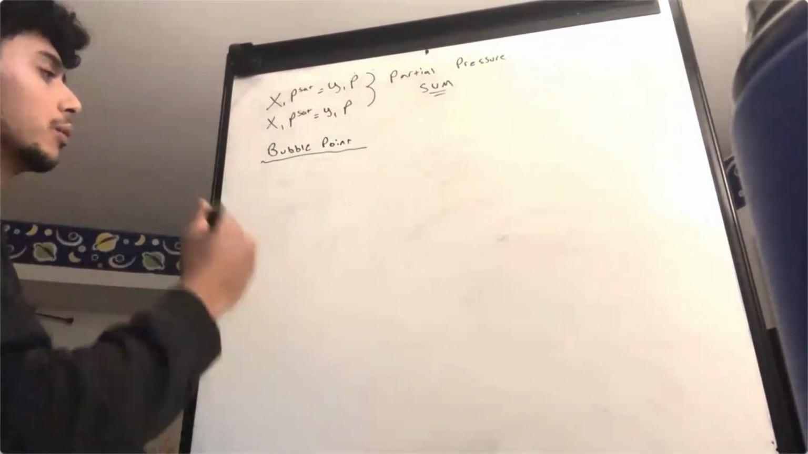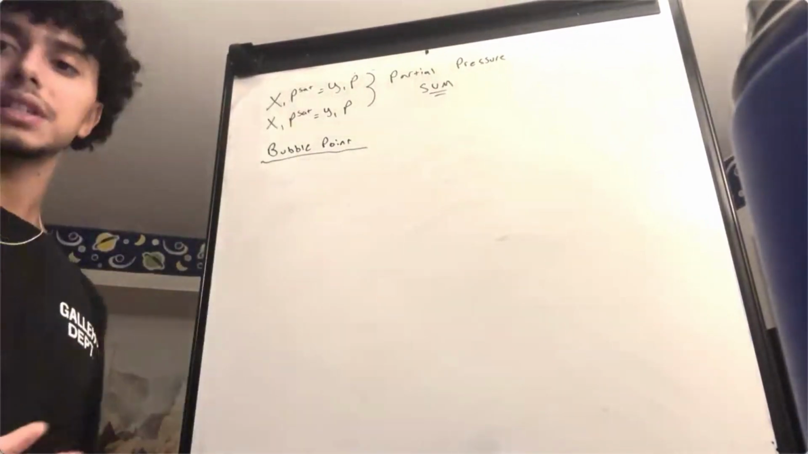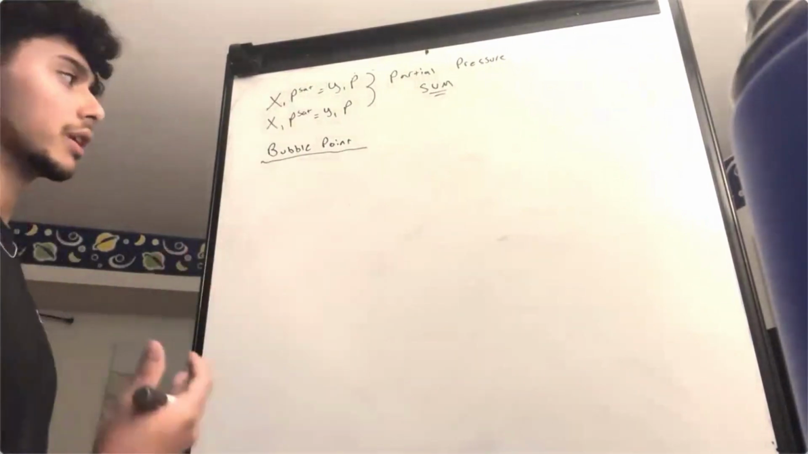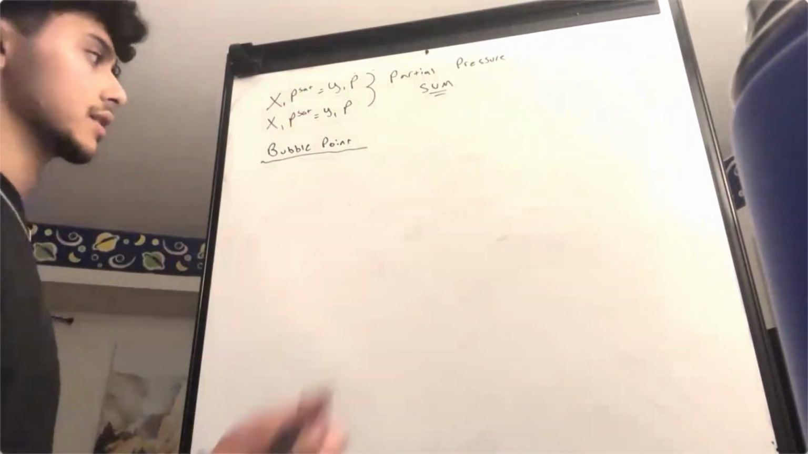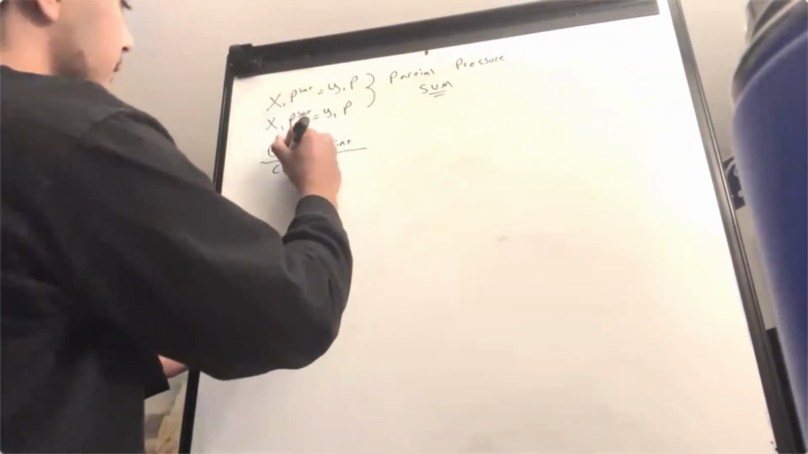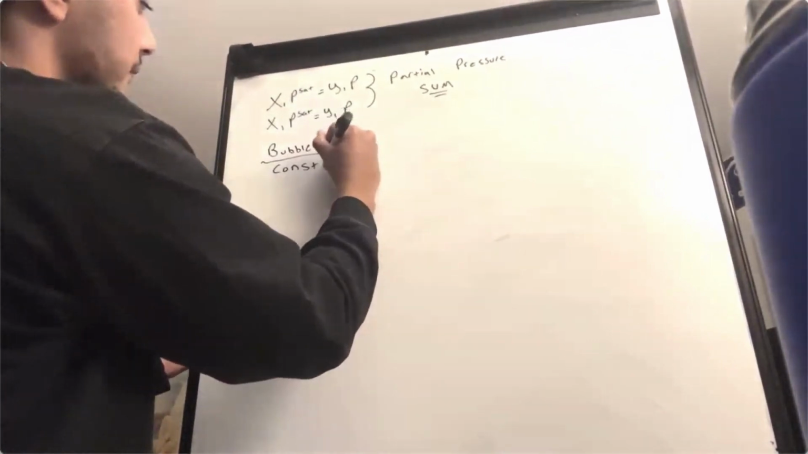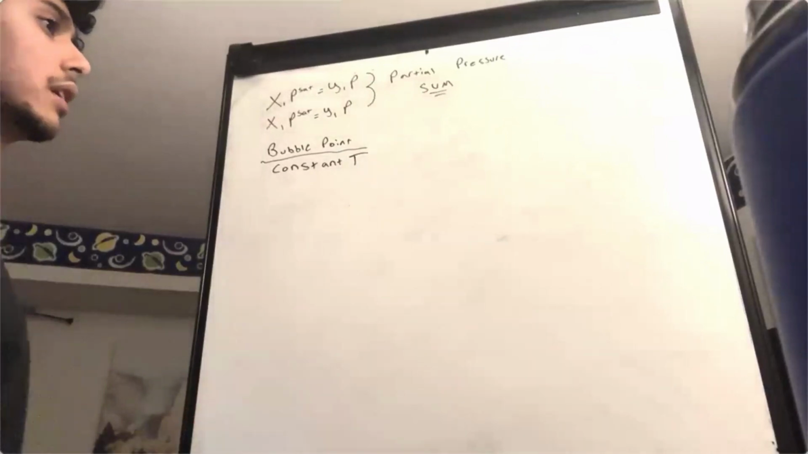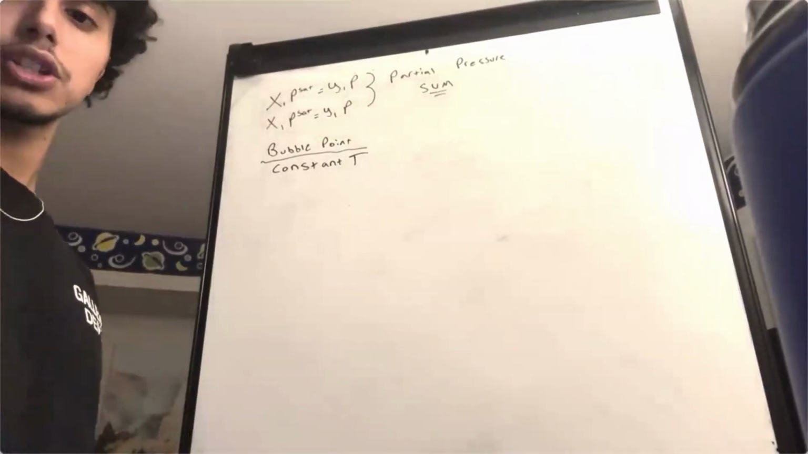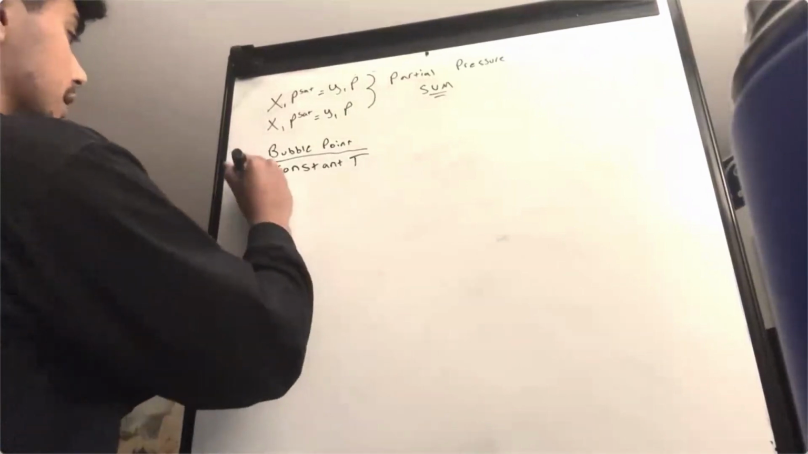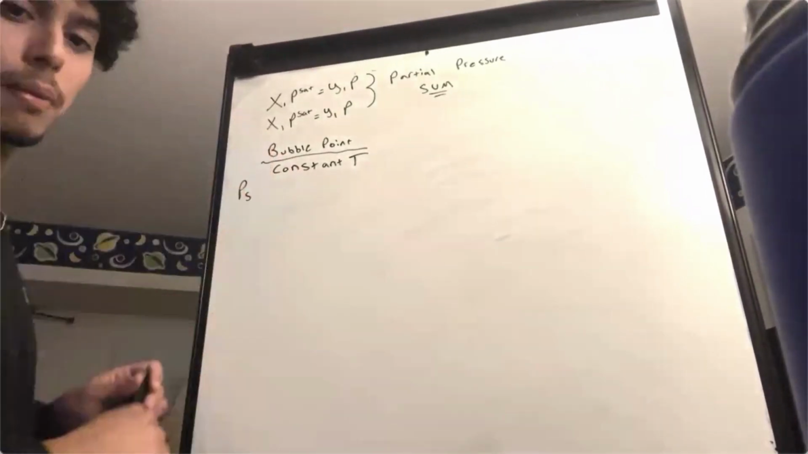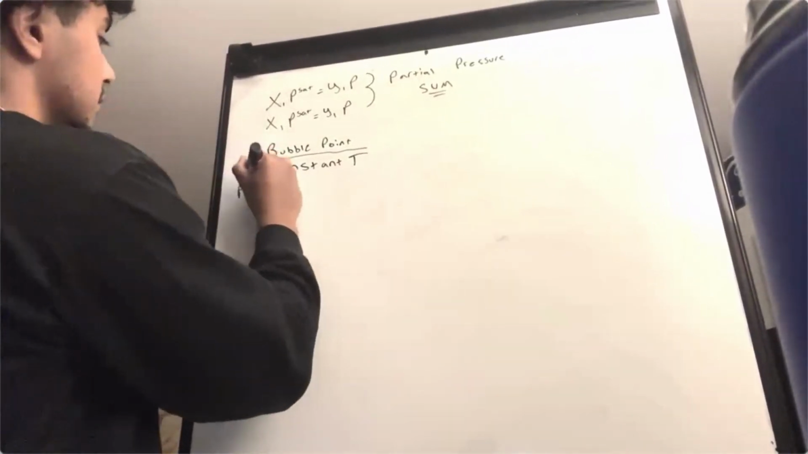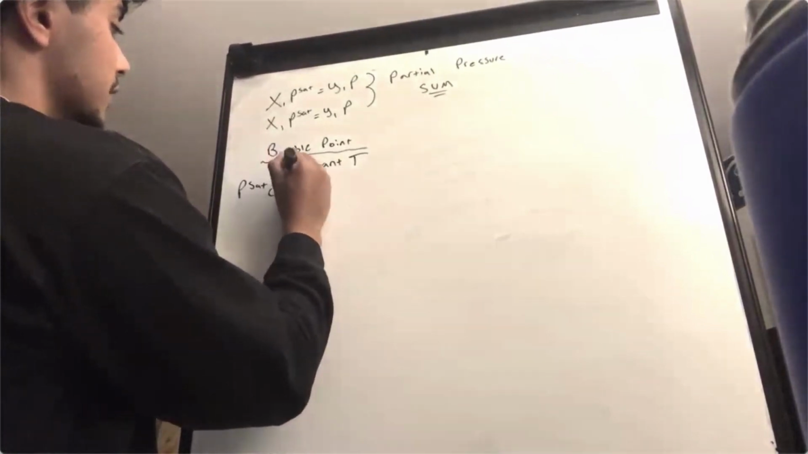So for bubble point, I want to state one thing. This can either be at constant temperature or constant pressure. We're going to label this, for this case, as constant temperature. And ultimately, we want to state that the saturation pressure is a function of T.